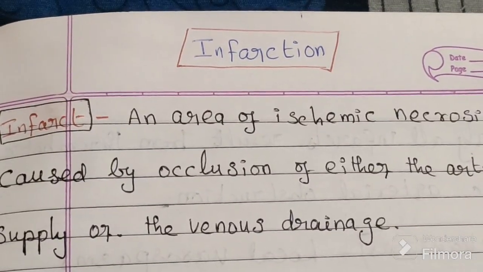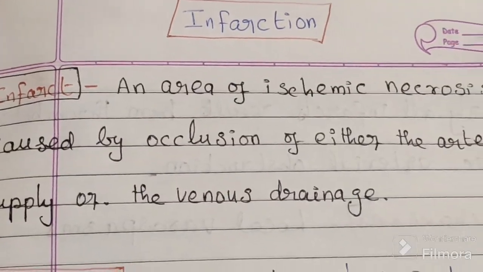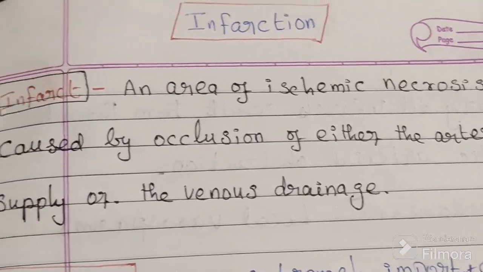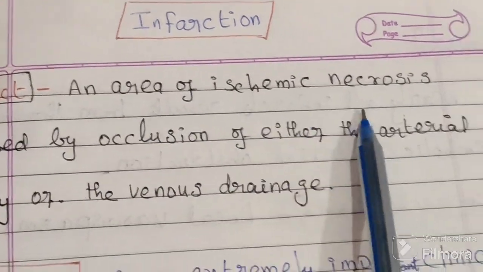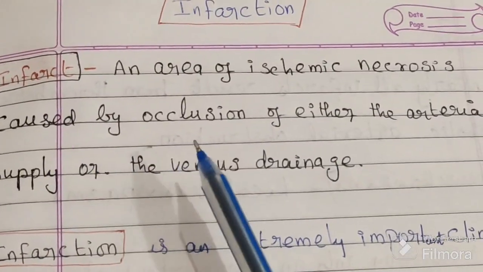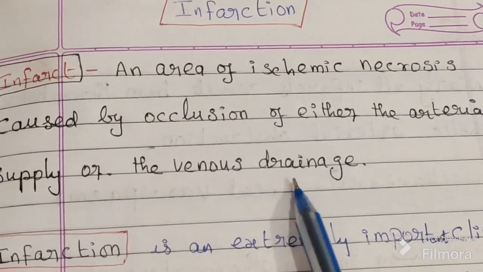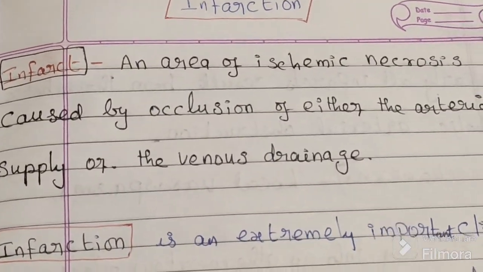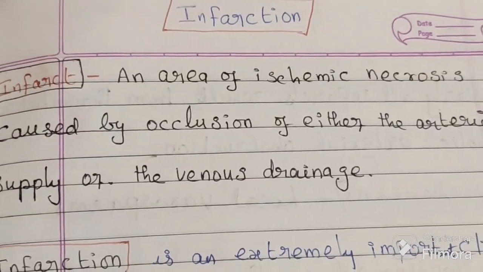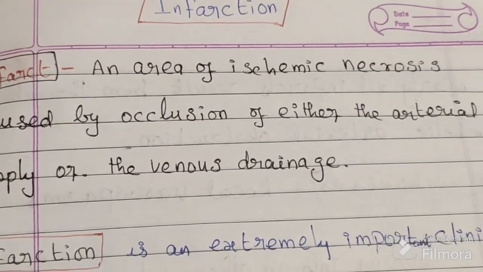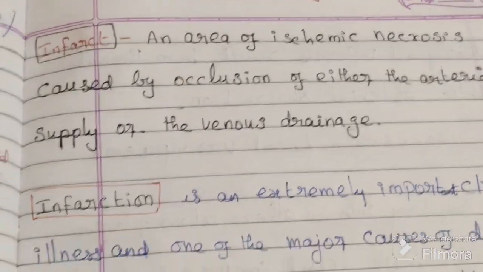Today's topic of discussion is infarction. Infarct is an area of ischemic necrosis caused by occlusion of either arterial supply or venous drainage. Occlusion means blockage of either arterial or venous supply.